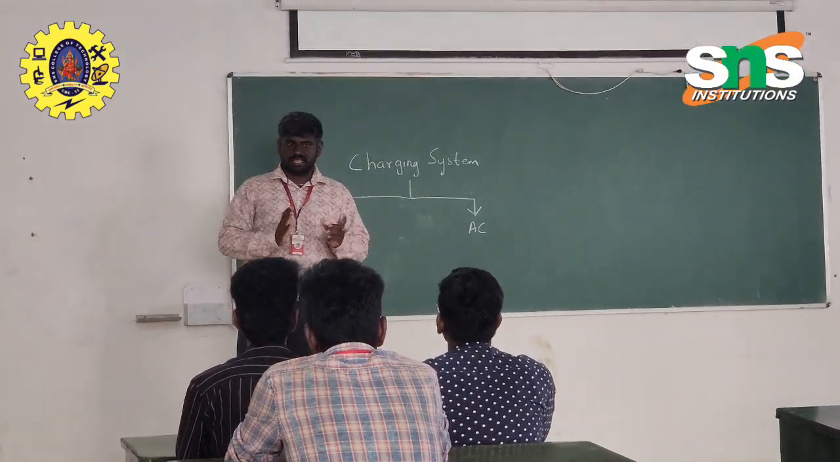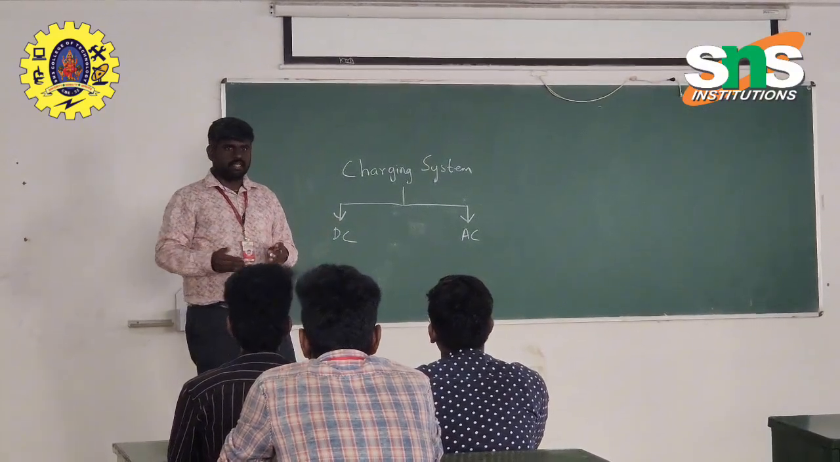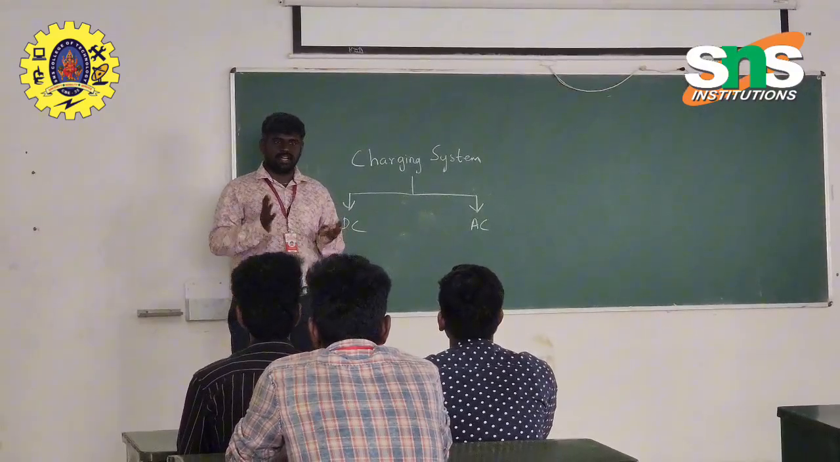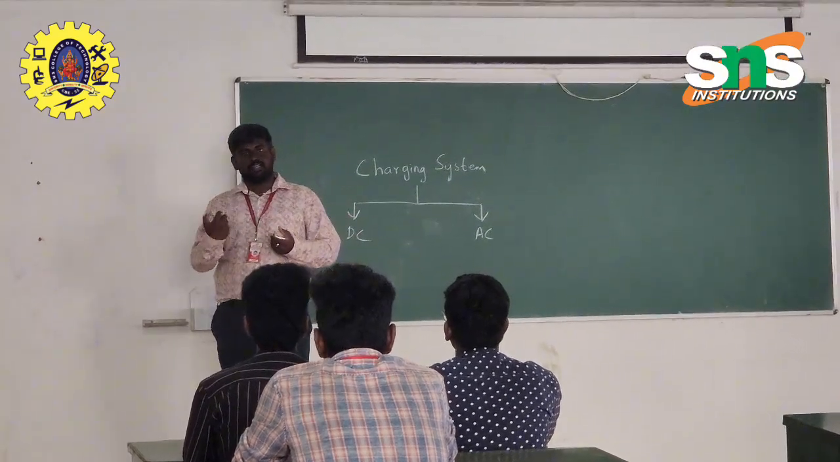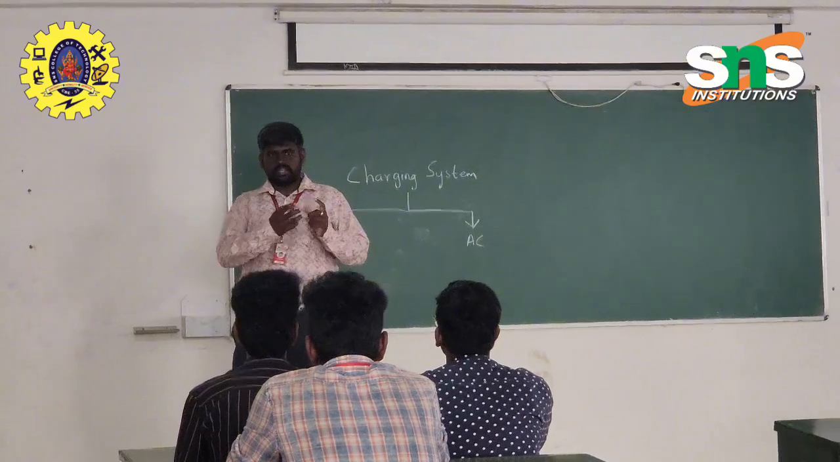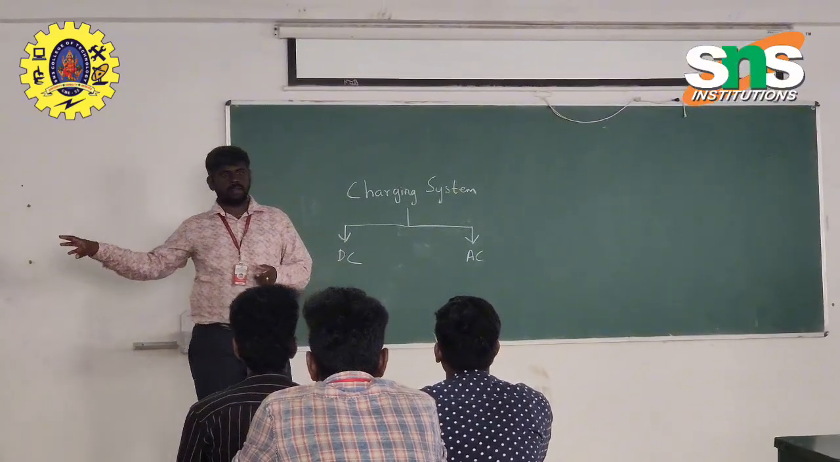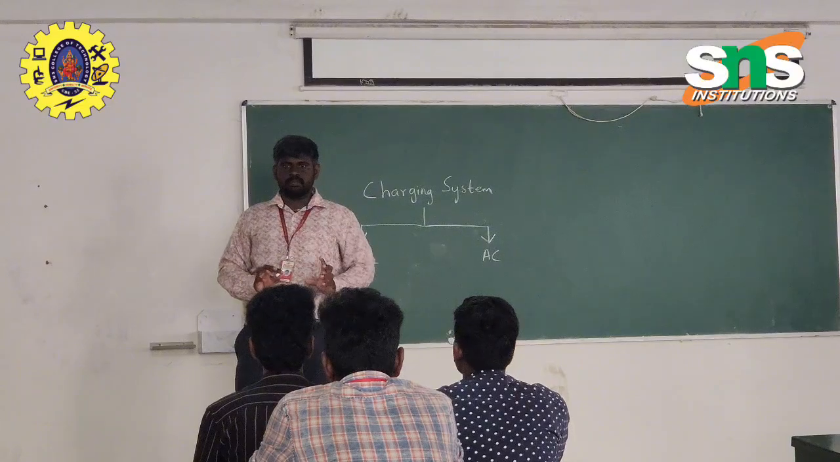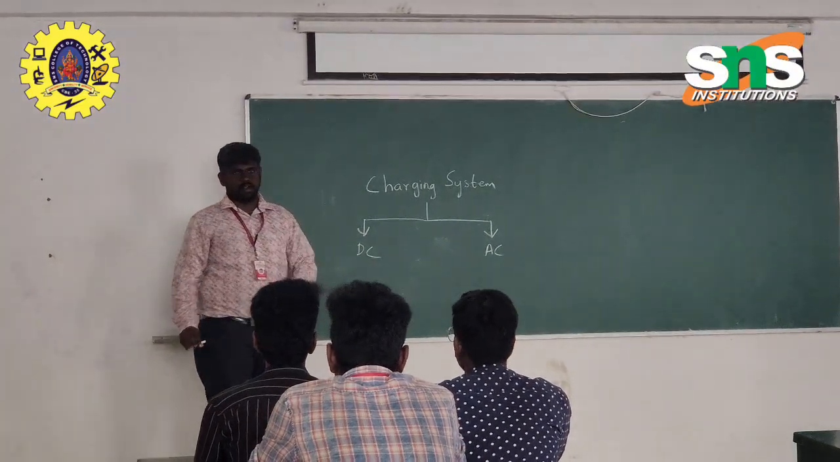What does a generator do? It converts mechanical energy into electrical energy. In a car, we take the input from the engine and give it to the generator. It receives the input as mechanical energy and through electromagnetic induction converts it into electrical energy. This is the simple working of a generator. The same thing happens in a DC generator also.